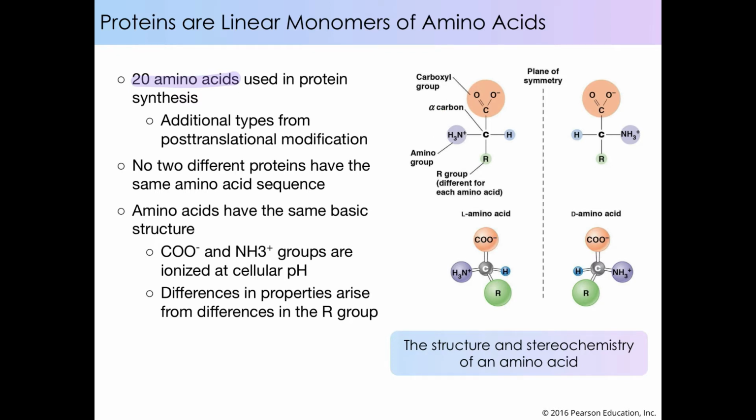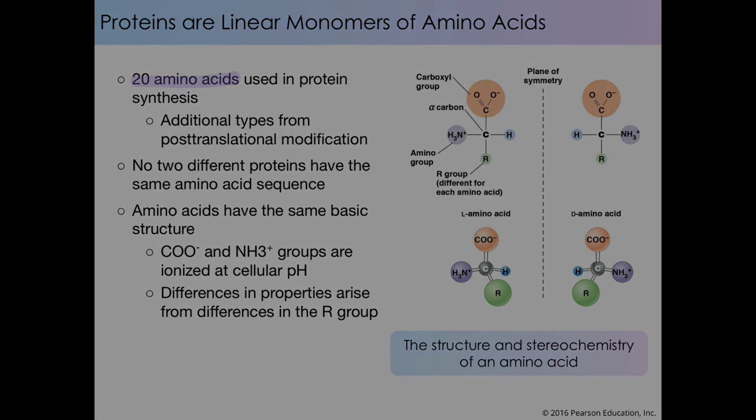Since the sequence of amino acids of a polypeptide determines its shape, no two proteins can have the same sequence. In other words, an amino acid sequence will result in a specific three-dimensional shape. However, there is a really important exception to this that we'll discuss in the next lecture.